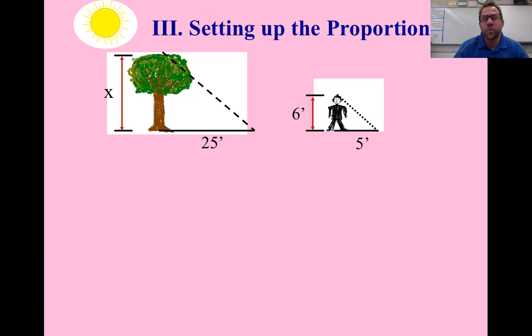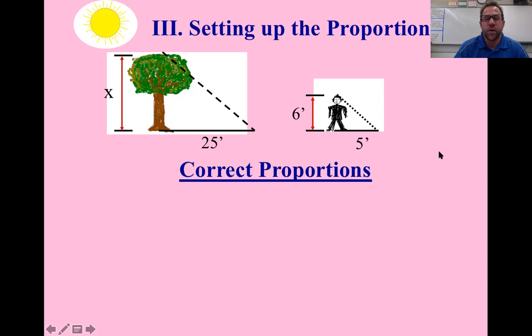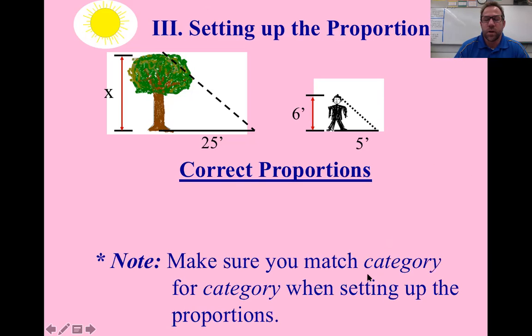There's a few different ways we can do this. I'm going to give you part of the proportion, and then you see if you can figure out the second part of it. Here's an example of a correct proportion. My little note is you make sure that you match category for category. They've got to be matching categories when you're setting up the proportions. So here we go.